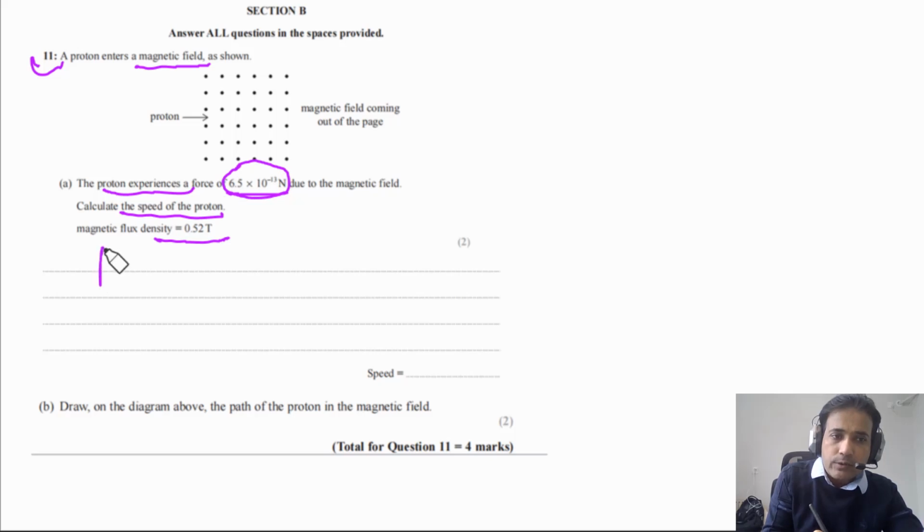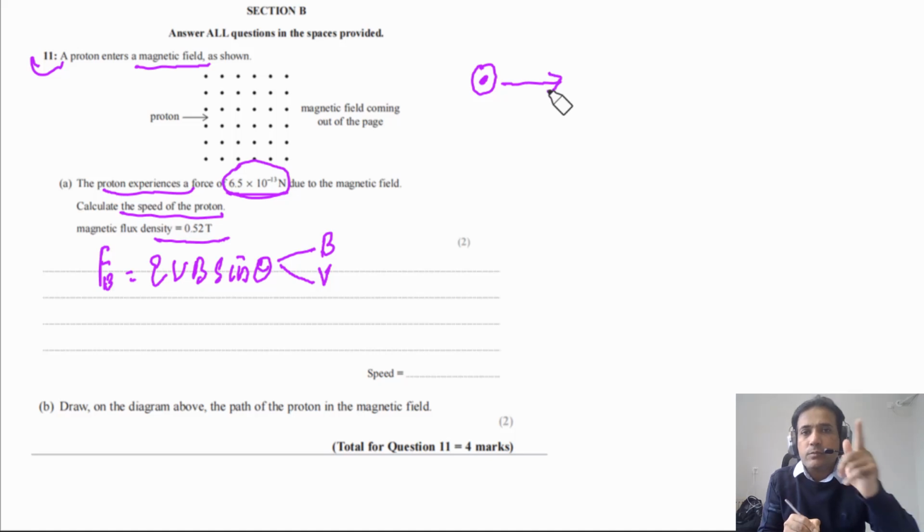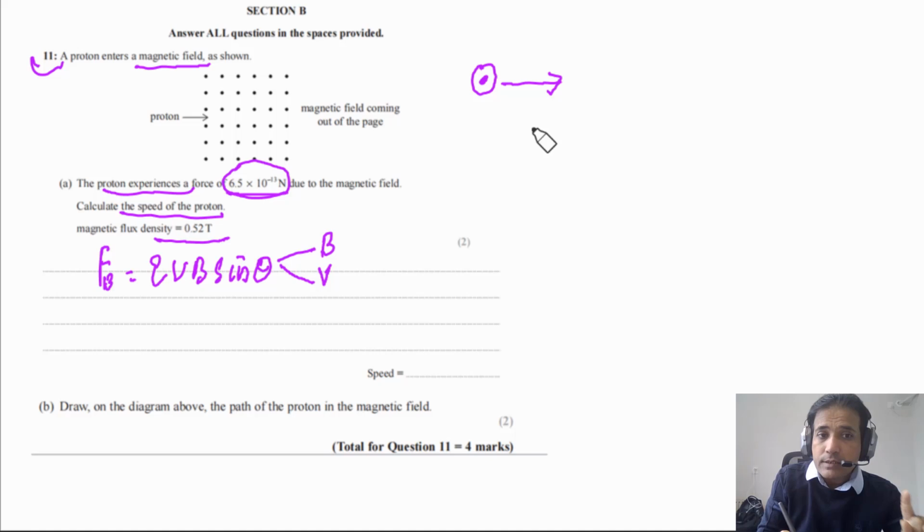So how do we calculate magnetic force? F equals QVB sine of theta, and theta is the angle between B and V. Now in this case, the magnetic field is out of the page, which means it's towards me, and the proton is moving to the right. So what is the angle between these two? The angle is 90 degrees. Very important one.